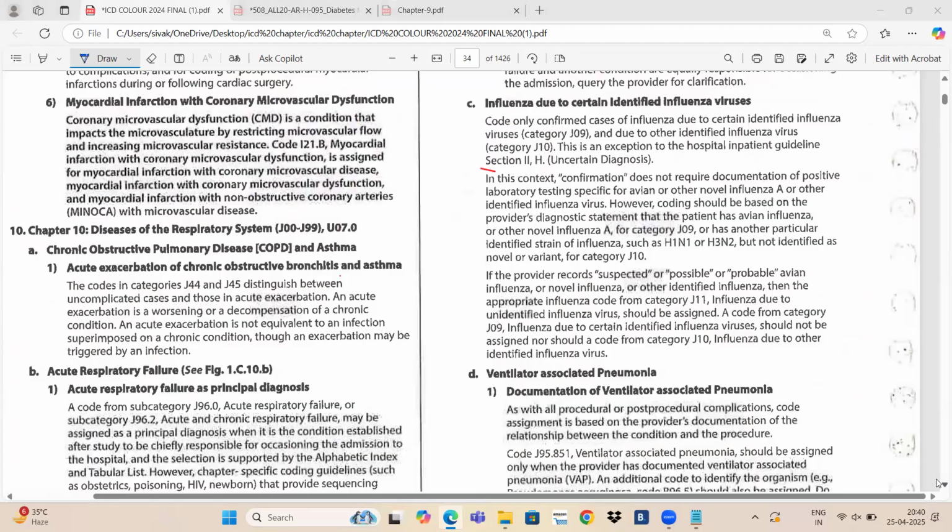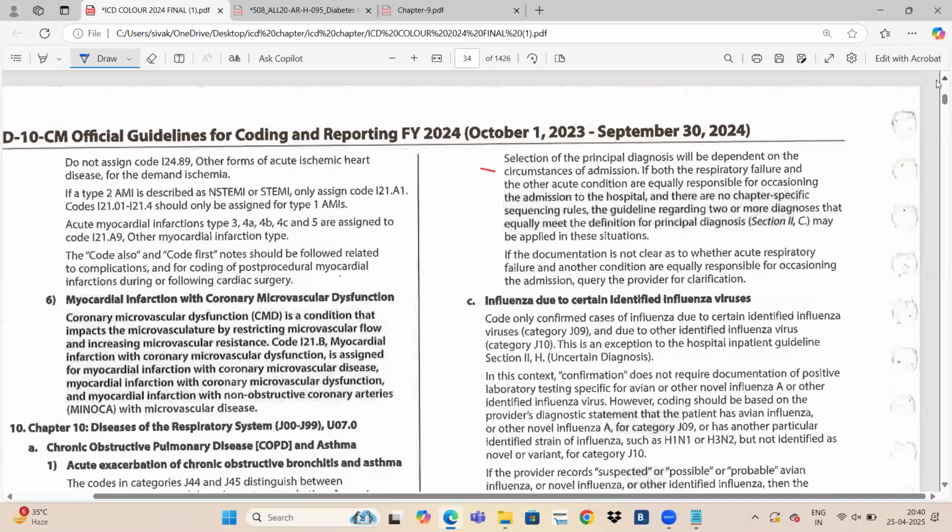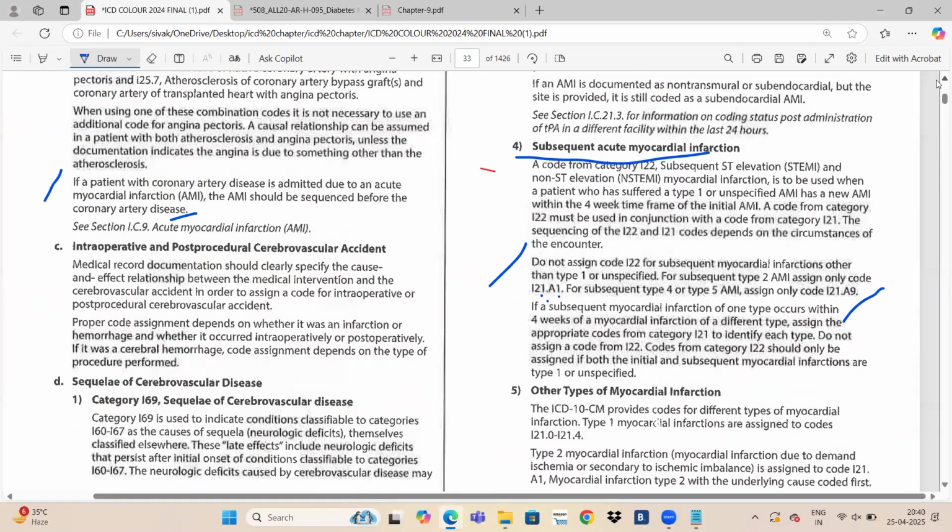Any doubt? So please ask me if you have any. No doubt. Sir, can you please repeat subsequent acute MI with one example? Yeah, you want a subsequent MI example.